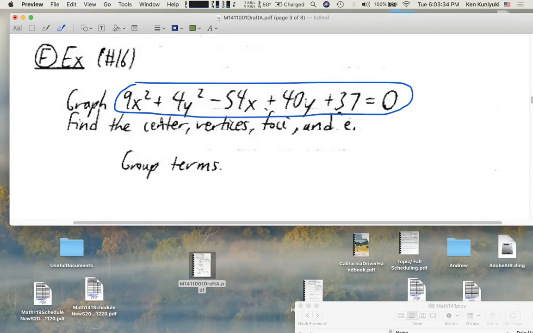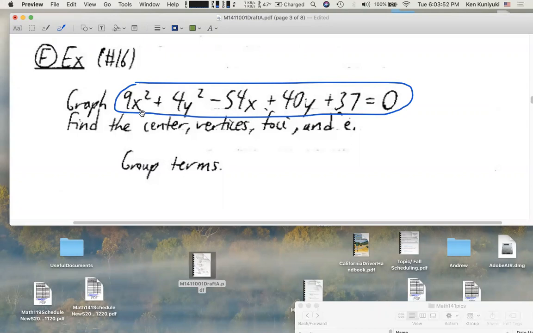And by the way, one hint that it might be an ellipse is that we have an x squared term and a y squared term in here. They're on the same side and the coefficients are the same signs, but they're not equal. If they were equal, we'd be more likely to have a circle.